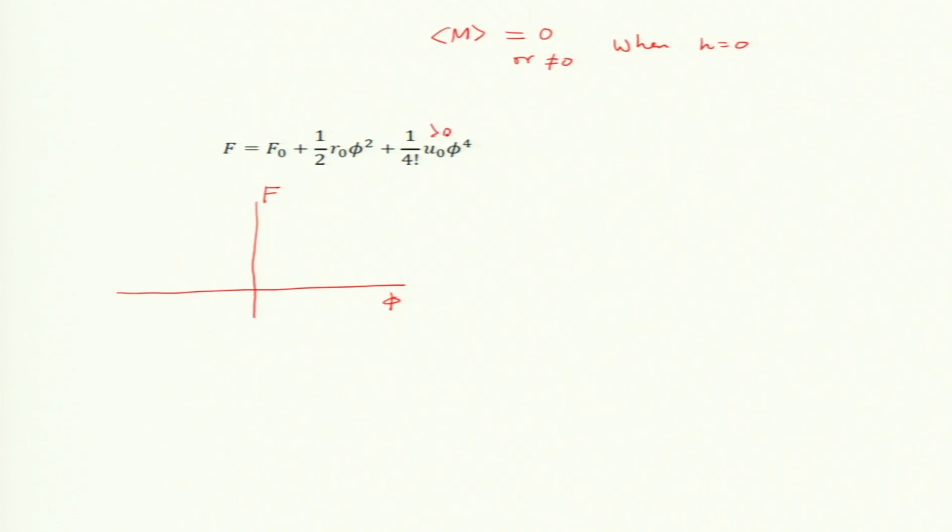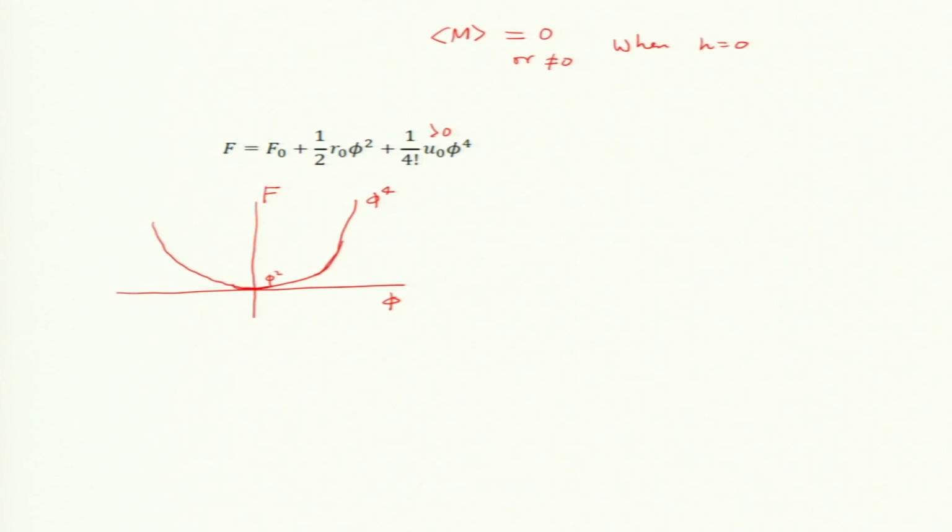If R naught is positive, then F naught is okay, you can set it to 0, but F naught is a constant. So, ignore F naught. So, this curve everything is positive. So, phi squared plus phi 4 looks like this. For small phi, which term will dominate? Phi square will dominate, it's small. So, this should be quadratic, and large phi 4 will dominate, okay, phi 4.